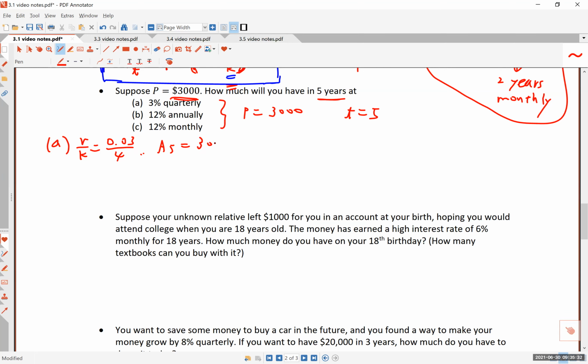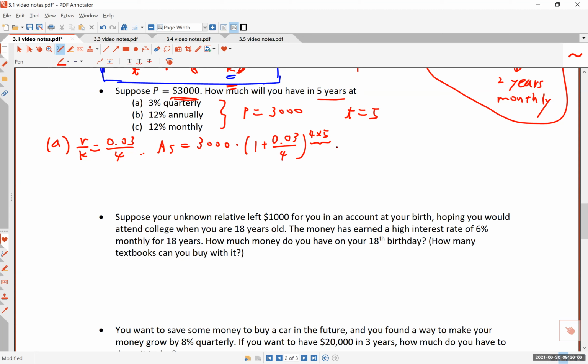P, $3,000 times, if you don't put anything, it's a dot, it's multiplication. 1 plus 0.03 divided by 4, parentheses, raise it to what power? Okay, so this is quarterly for 5 years, right? There are 20 quarters in 5 years. And so this part is KT. The exponent is 4 times a year times 5 years. So you can see this represents the total of 20 compounding periods in the 5-year period.